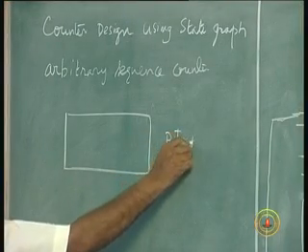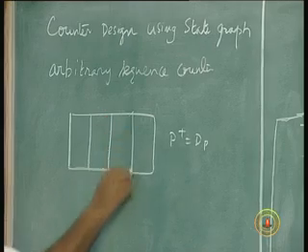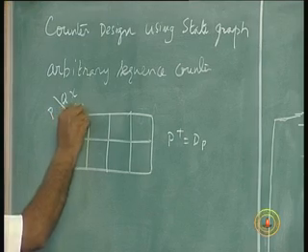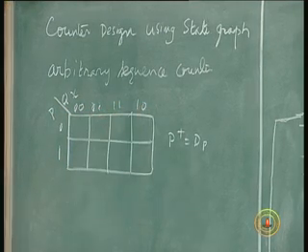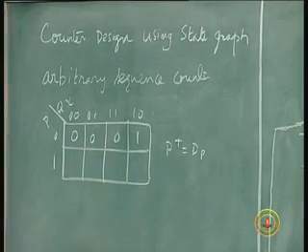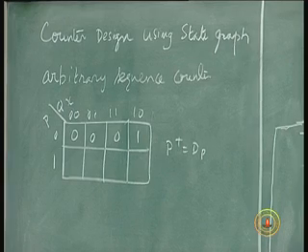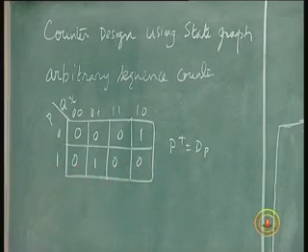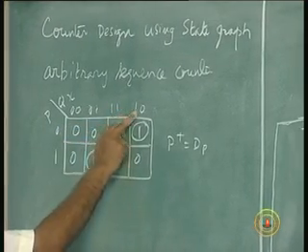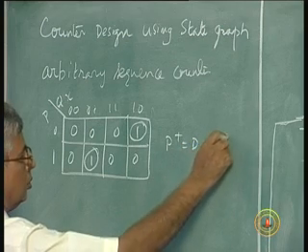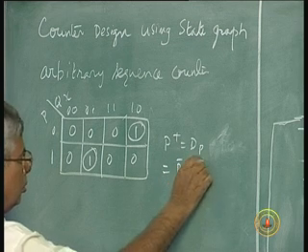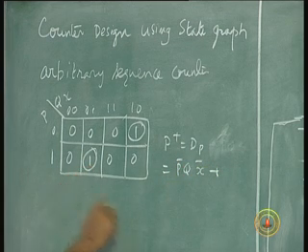P plus is equal to dp. Map is: one state is p, next state is q, and input is x. So use those values, it becomes 0 0 1 0, 0 1 0 0. This is p bar q x bar or p q bar x.